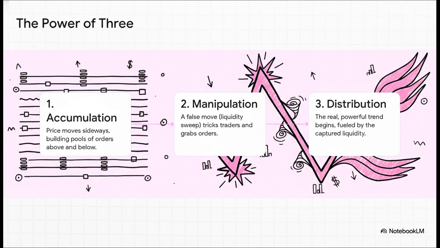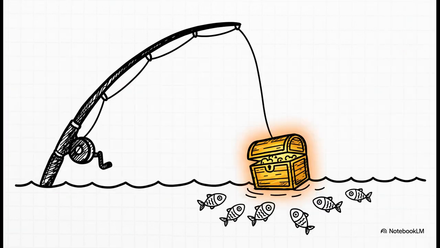So you see, that liquidity sweep, that trap, isn't some random failure on the chart. It's the manipulation phase in action. It is an engineered event designed to trick retail traders into giving up their orders, which becomes the liquidity the smart money needs to get into the market. The trap is a feature, not a bug.